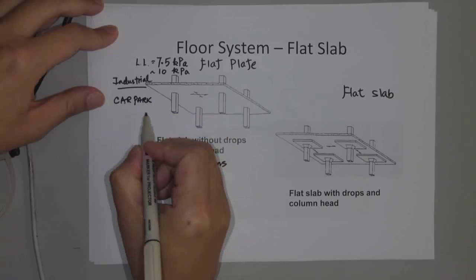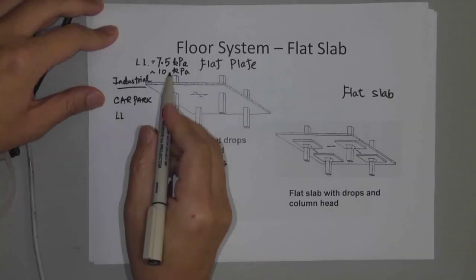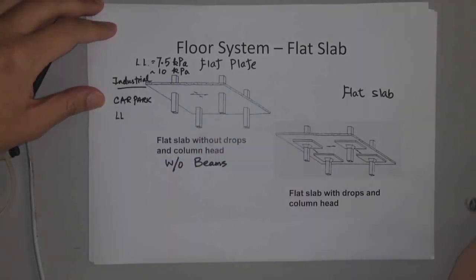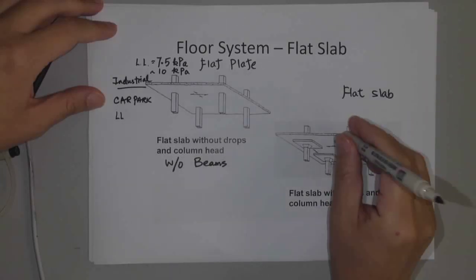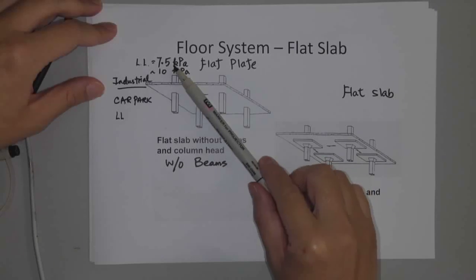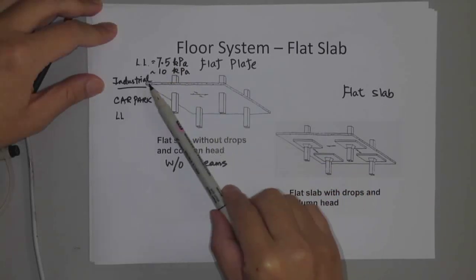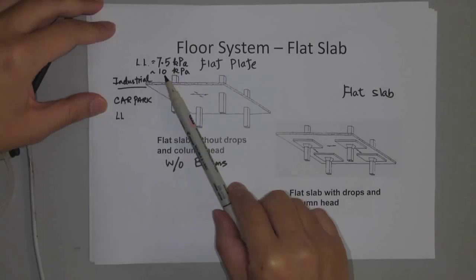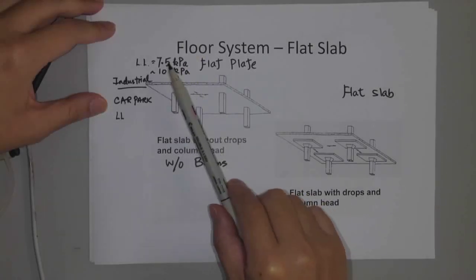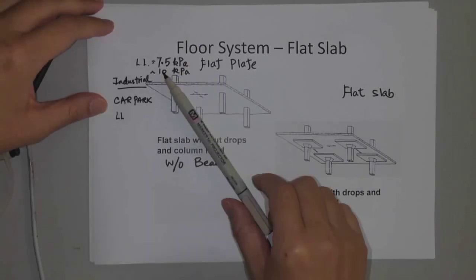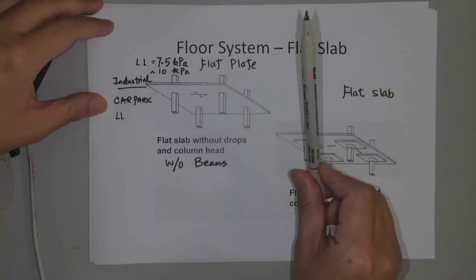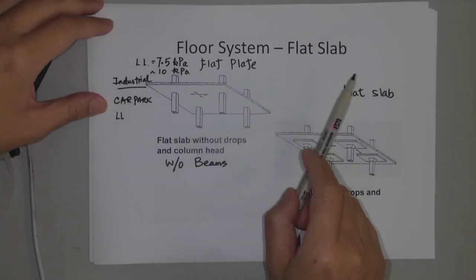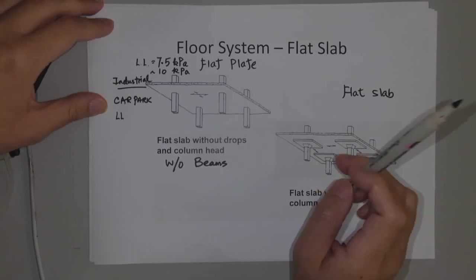For a car park, what do you think? The live load is smaller or larger than this one? Any guess? For a car park, is it larger than 7.5 or 10? 7.5 up to 10 is for industrial building. For car park, the live load is larger or smaller? This is a good quiz question. A or B, larger or smaller or the same, or none of the above?